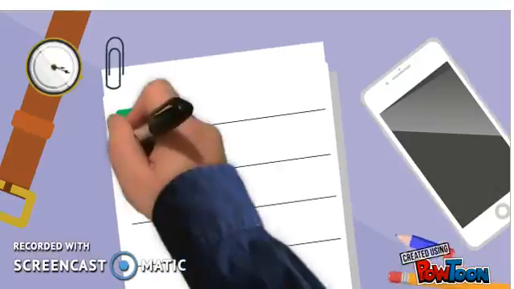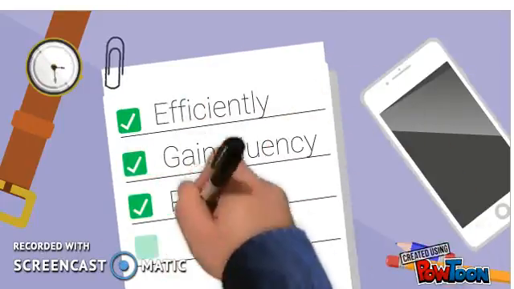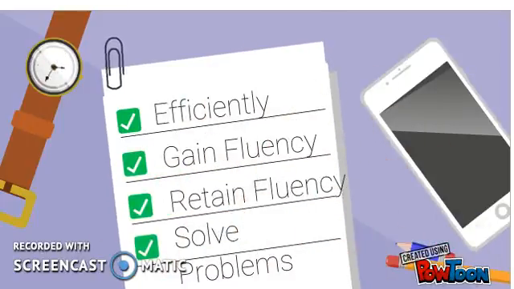This week we are focused on math fact fluency. One of the major goals in math classrooms is to help students learn their basic math facts efficiently, gain fluency with their use, and over time retain that fluency. Fluency of math facts will help students solve multi-step math problems. Math fact fluency involves adding, subtracting, multiplying, and dividing.